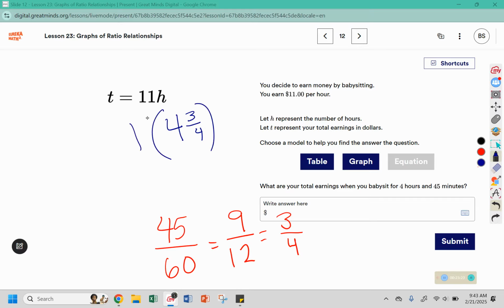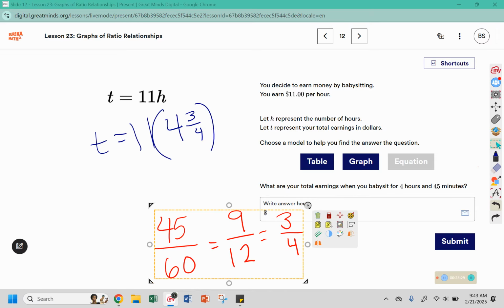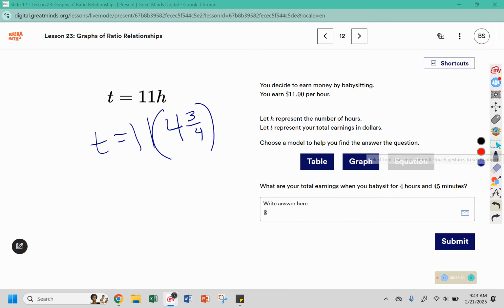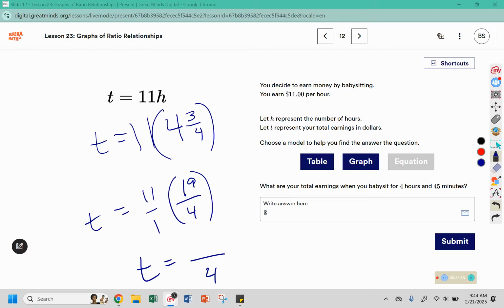We're replacing the H with that value. We could also write that as an improper fraction. 4 times 4 is 16, plus 3 more makes 19. And we're multiplying that by 11. We could put the 11 over 1 if that helps us. So the denominator here is going to be a 4, because 1 times 4, and 11 times 19 is 209.